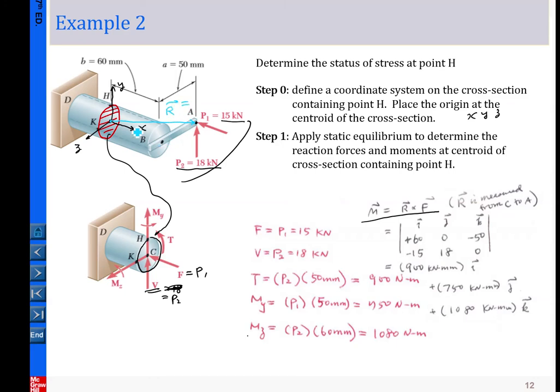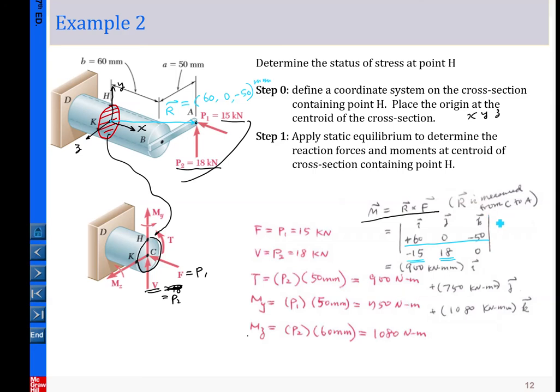In terms of our coordinate system x, y, z, this vector is simply equal to, in the x component, 60, in the y direction 0, and in the z direction minus 50, in units of millimeters. So that is R. And what is F? Again, F is the two force components applied at the same location: the x component is minus 15, and the y component is positive 18.